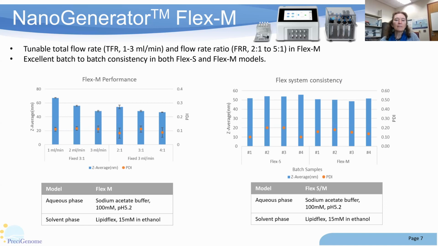Next, let's look at the performance of the NanoGenerator Flex-M system. First, users can easily control the particle size by changing parameters such as the total flow rate or the flow rate ratio. Here, the data shows that using the same formulation, by changing the flow rate from 1 milliliter per minute to 3 milliliters per minute, you can change the size from around 70 nanometers to 50 nanometers. Even so, the size still keeps its homogeneity. You can see that the PDI, the polydispersity index, remains below 0.2 for all of the samples, which indicates that all the samples had very good homogeneity in solution.